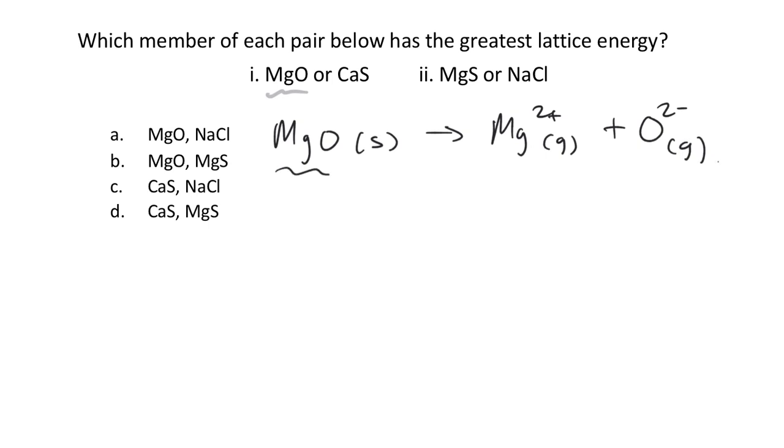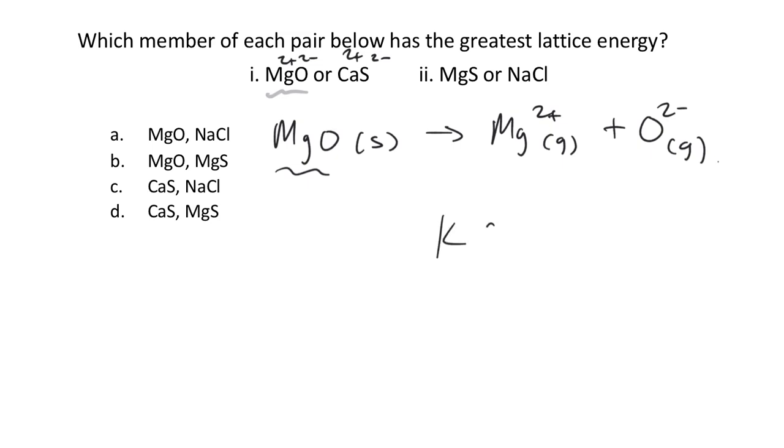Now, if you're comparing this lattice energy for MgO, 2 plus 2 minus, with calcium sulfide, which is also 2 plus 2 minus, what you want to compare would be the relative size of the ions. Calcium's bigger than magnesium, and then sulfide's bigger than oxide. And so in calcium sulfide, the ions are further away from each other, which means they're going to experience a lower attractive force relative to each other.